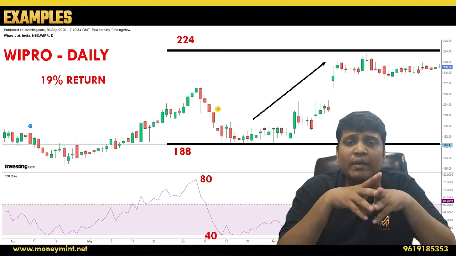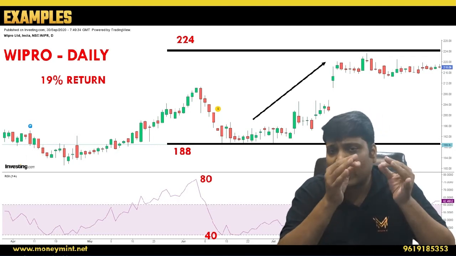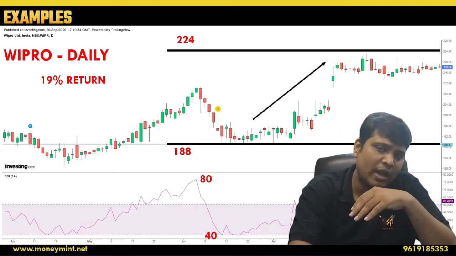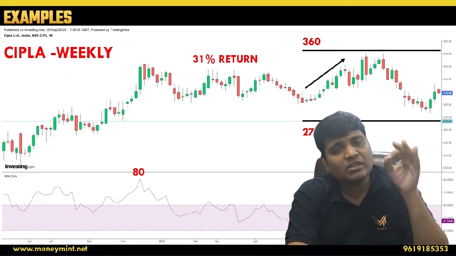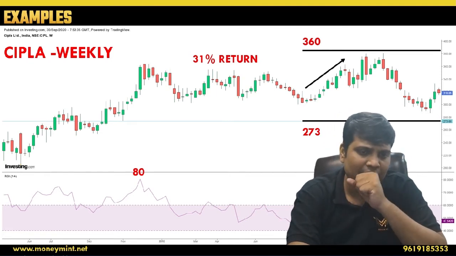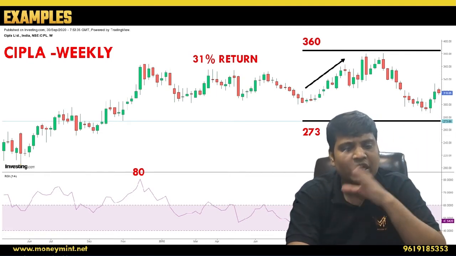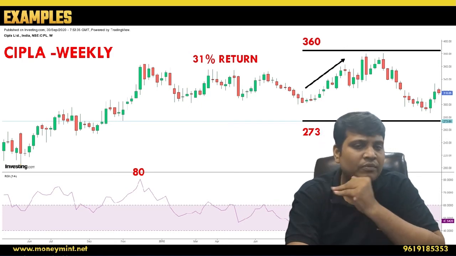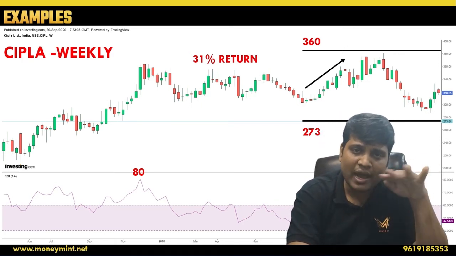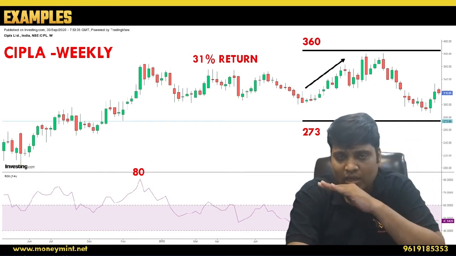So this indicator gives all the analysis of when to buy and around what zone to buy. So 80-40 is a zone for bullish. Now let us see the Cipla example. Again the market touches 80 and then it moves towards 40. Once it touches 40, then it moves upward. So 40 is the level to buy, 80 is the level to sell.